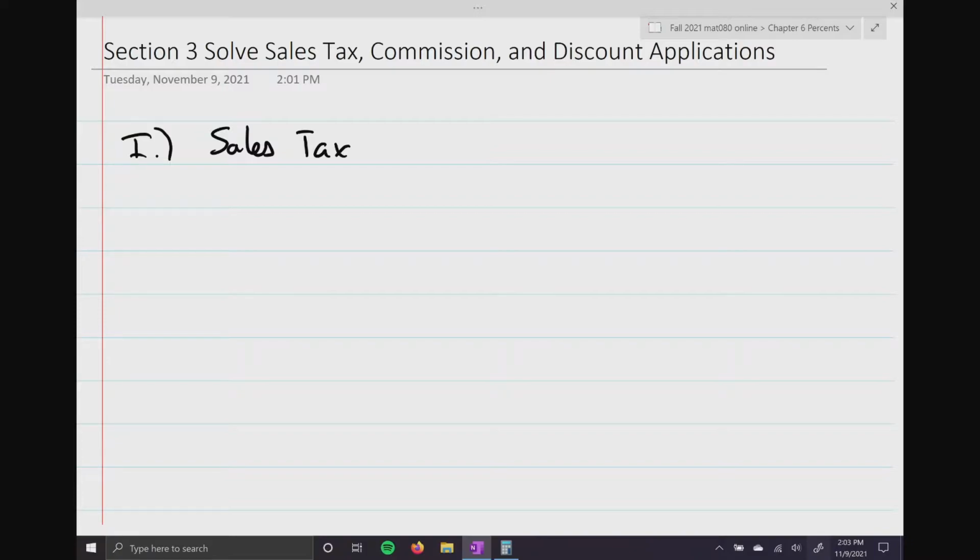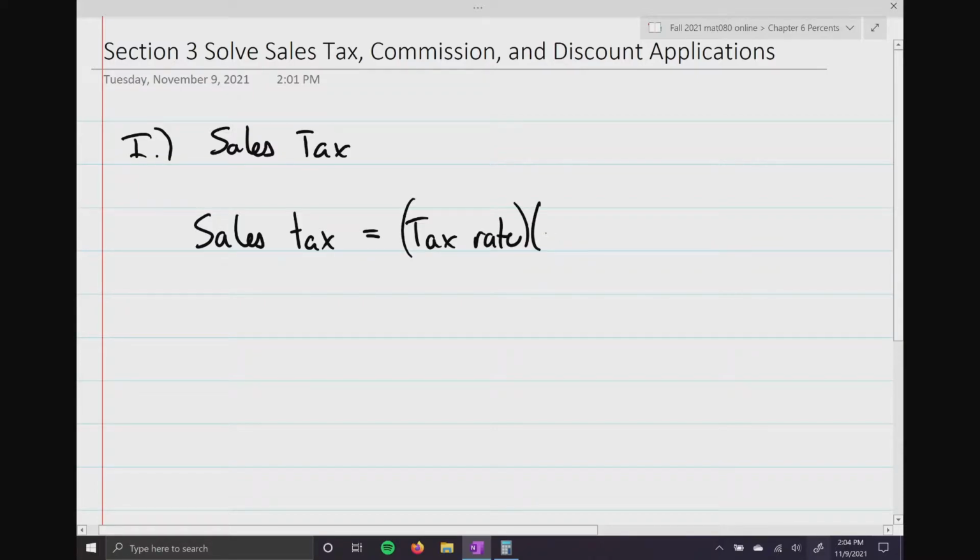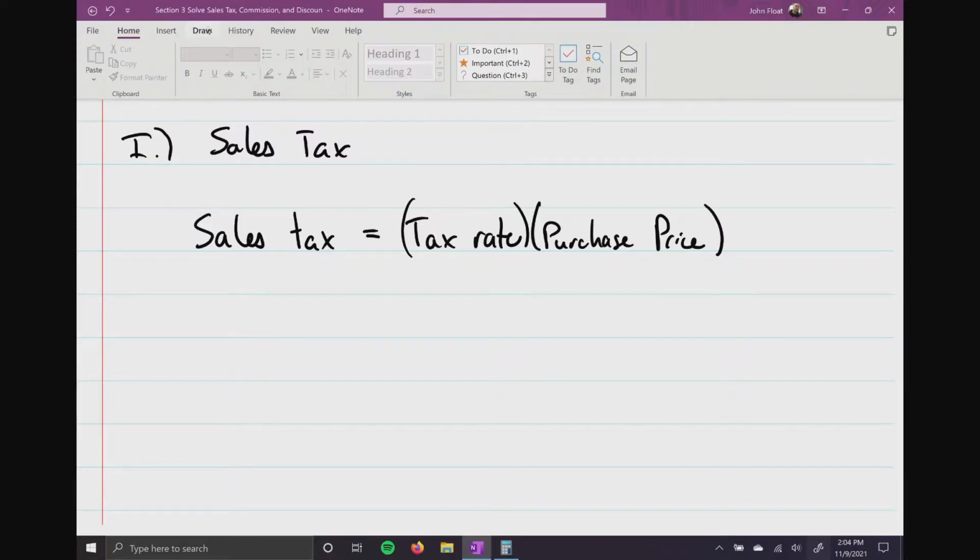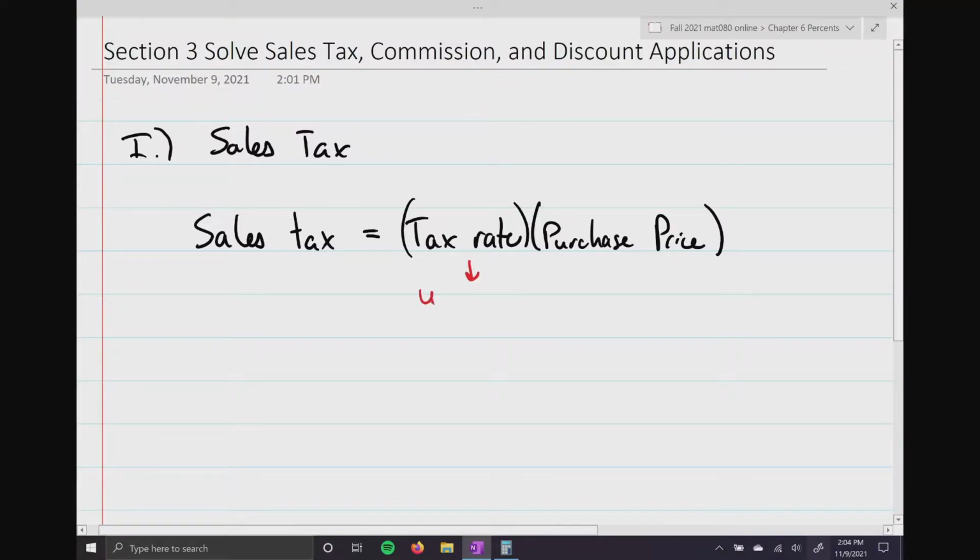So with sales tax, that's always going to equal the tax rate multiplied by the purchase price. Now the thing is, this tax rate, and I'm going to write it in red, is usually given as a percent, which you need to convert to a decimal. Okay?